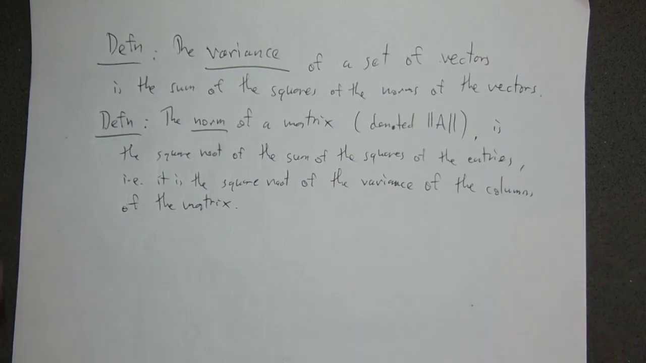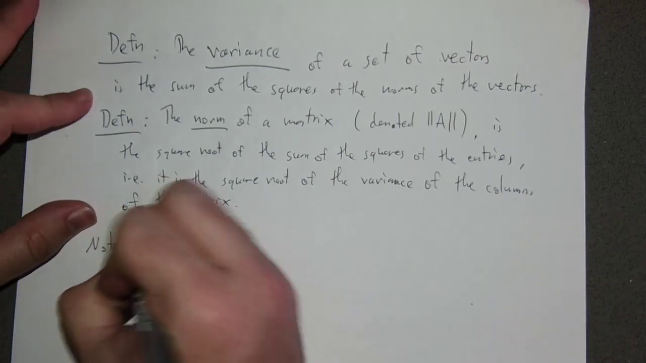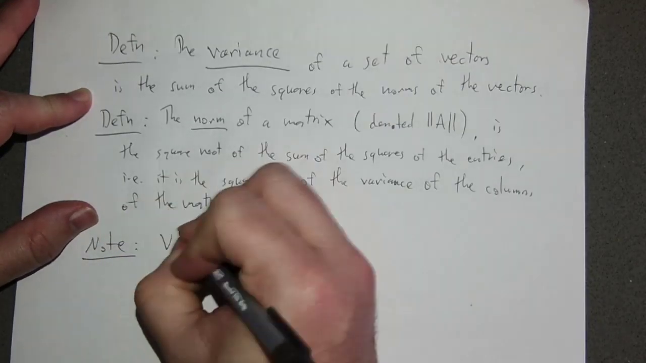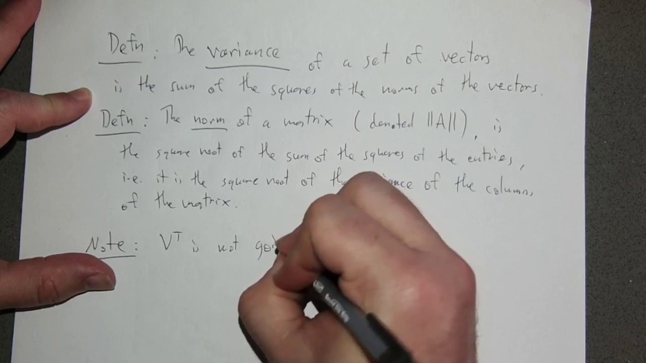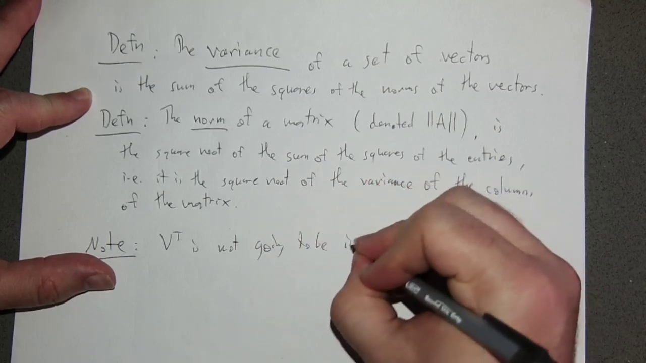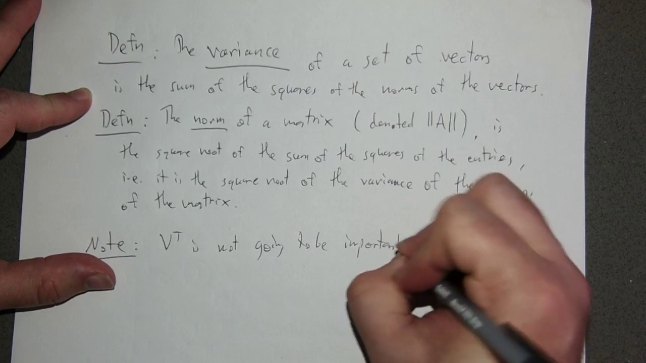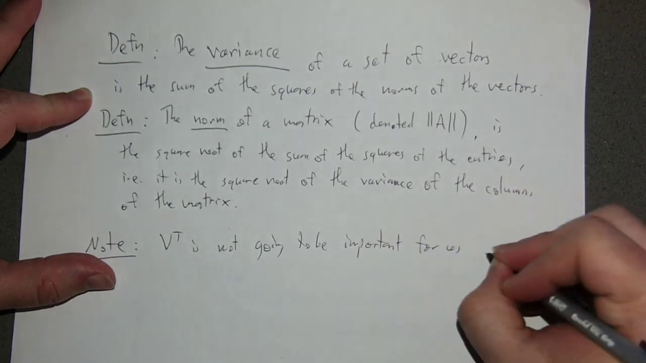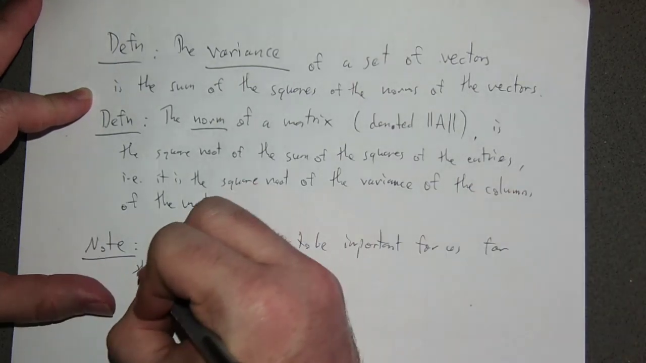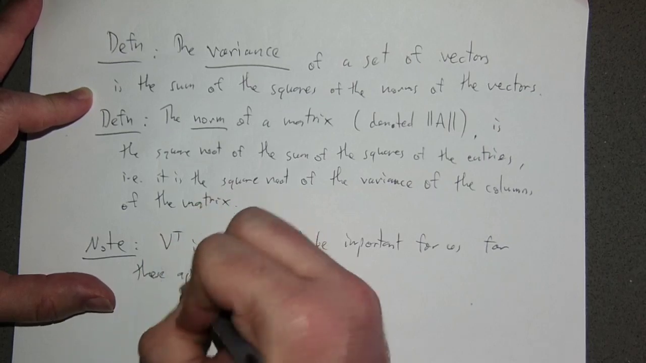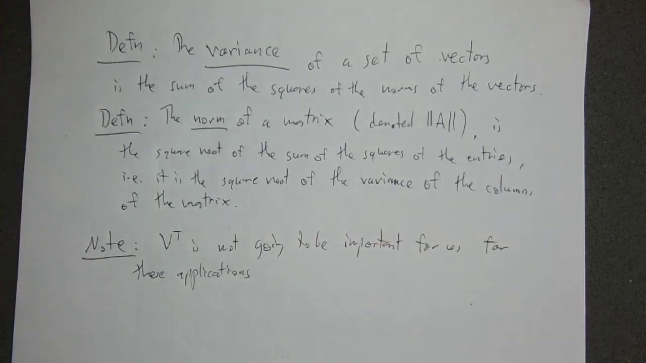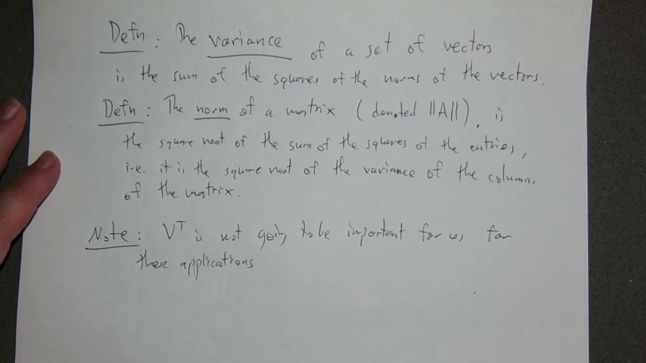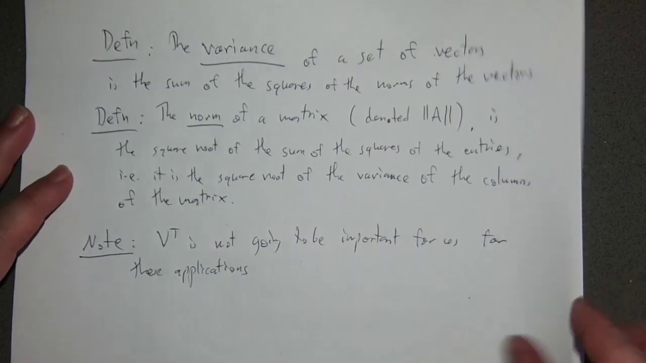So, first of all, before I proceed, note V transpose is not going to be important for us for these applications. So typically I won't even write it out. I'll just write it as V transpose when I'm writing out the SVD. All right, so let's do an example.